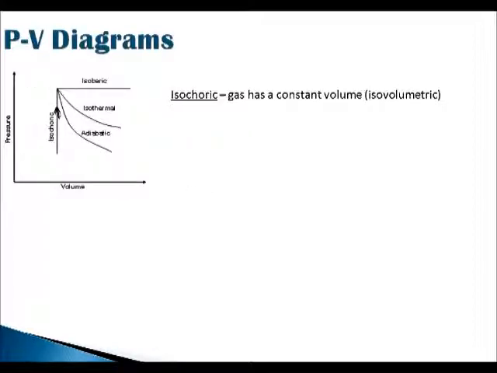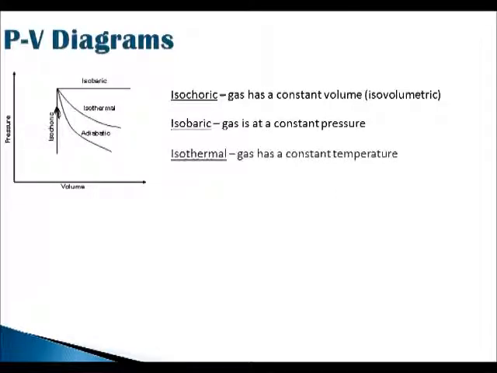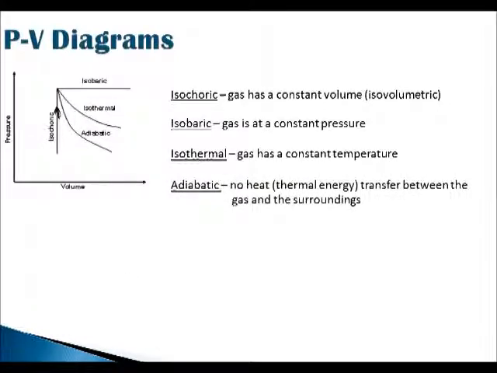The next step is an isobaric process, so that's the gas at a constant pressure, and that's this system right here. So an isobaric process, we start at some initial pressure, the pressure does not change, and the volume will increase in this process. An isothermal process is when gas is at a constant temperature.